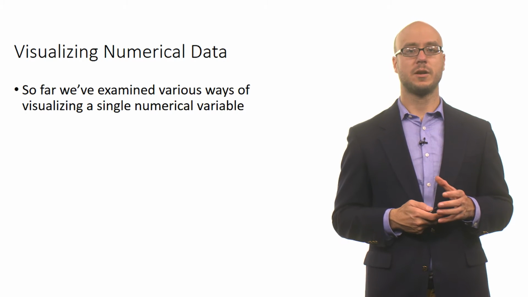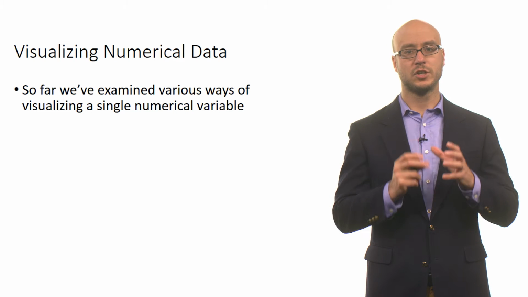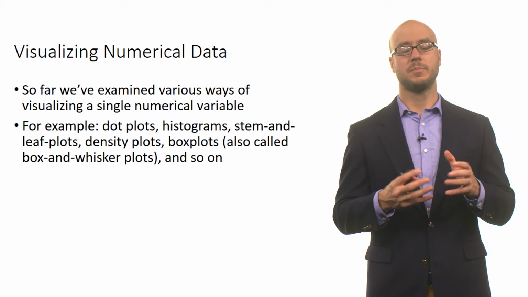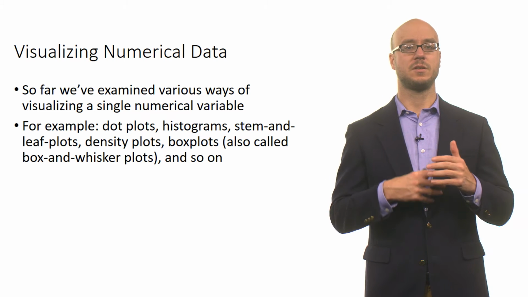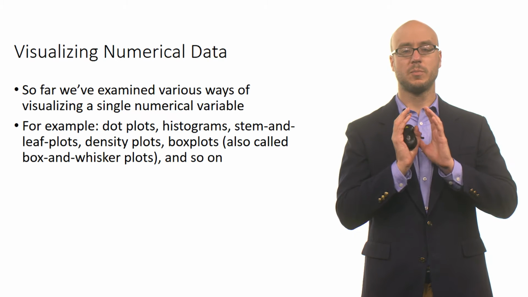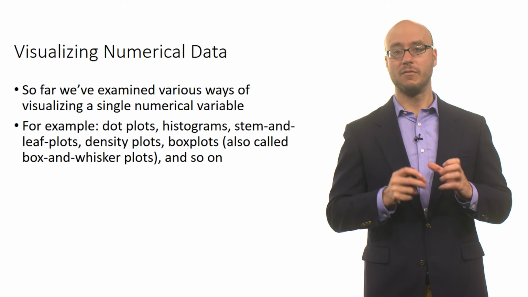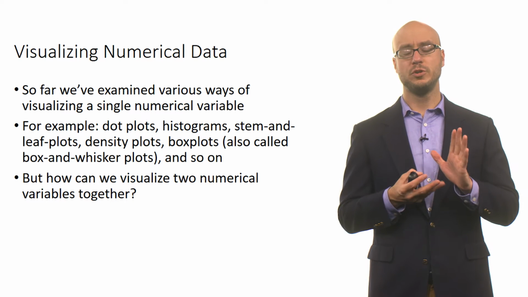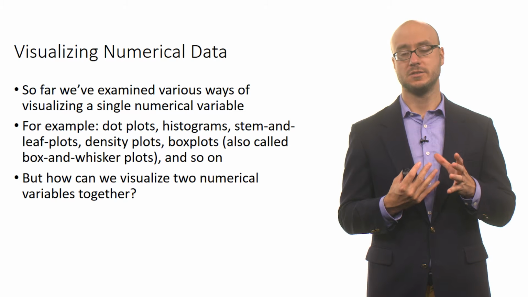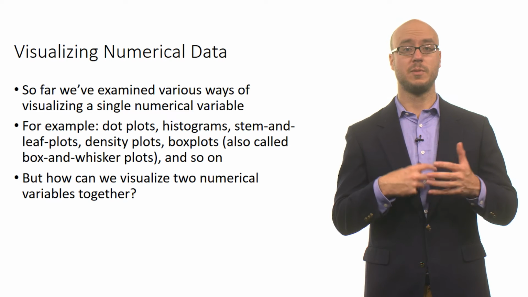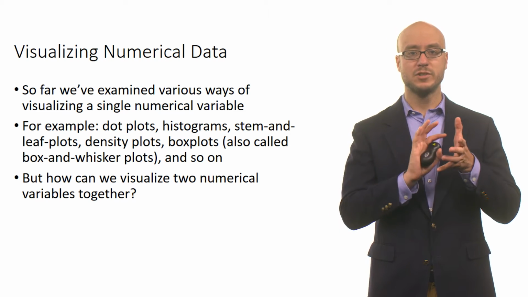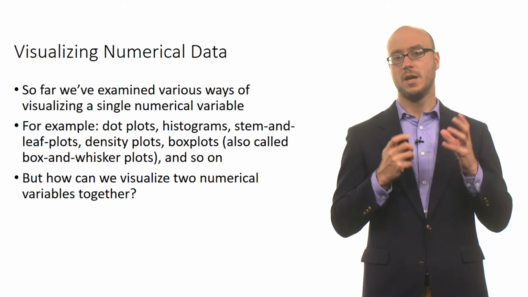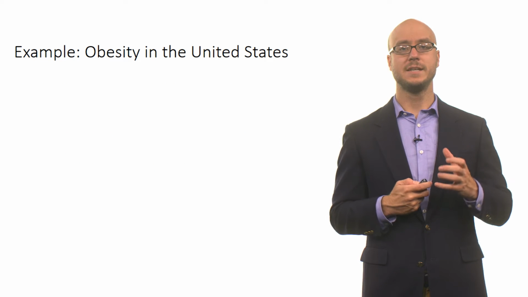So when we visualize numerical data, so far we've looked at really just a single numerical variable. We have dot plots, histograms, box plots, also known as box and whisker plots, but the point is there are lots of different tools we have for visualizing a single numerical variable. But how about two numerical variables together? How can we visualize those? With two categorical variables, we've talked about mosaic plots as a way of visualizing two categorical variables. But for two numerical variables, we can use something called a scatterplot.